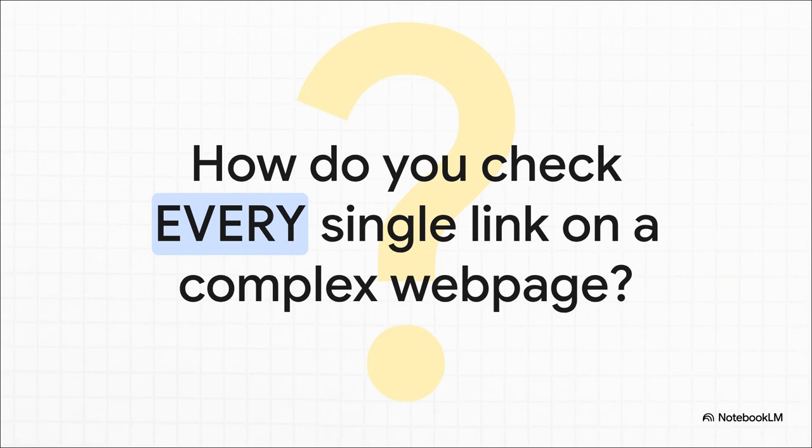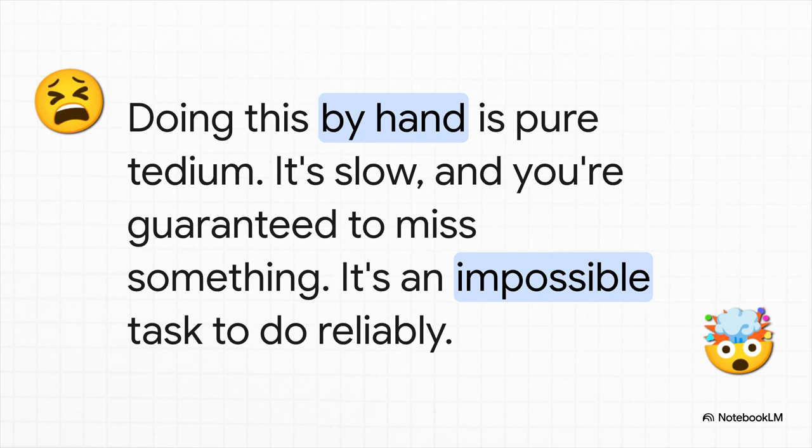I mean, really think about it for a second. A modern web page isn't just a few simple lines of text anymore. It's this complex, woven tapestry of menus, images, buttons, footers, you name it. So, how can you be absolutely sure you found every single one and that they all actually work? Trying to do this by hand is a total nightmare. It's incredibly slow, you're almost guaranteed to miss something, and frankly, it's just impossible to do reliably over and over again. There's gotta be a better way.